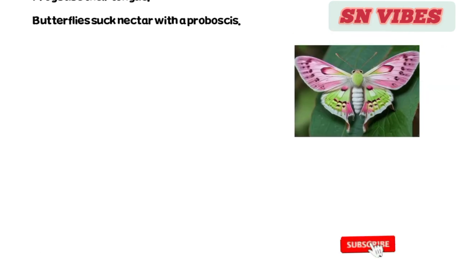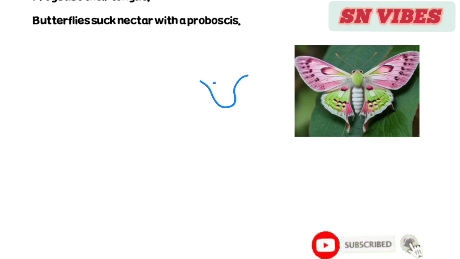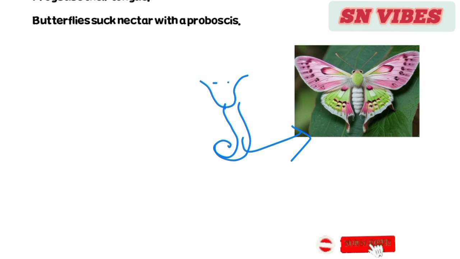So here you can see the picture of a butterfly. If this is the mouth of the butterfly, the proboscis is seen in this way, like an elephant trunk. By this trunk, the butterfly is taking the nutrition or food into its body. That is called ingestion. The ingestion is with the help of the proboscis in the butterfly.